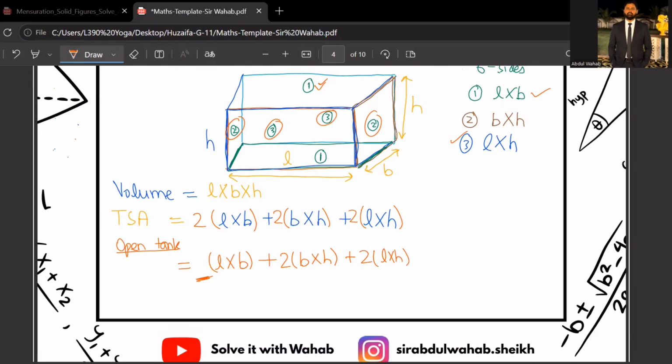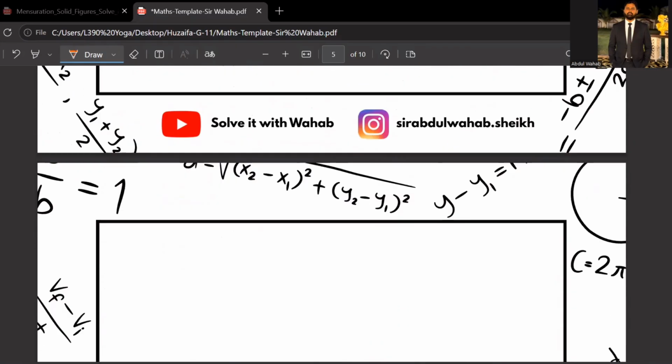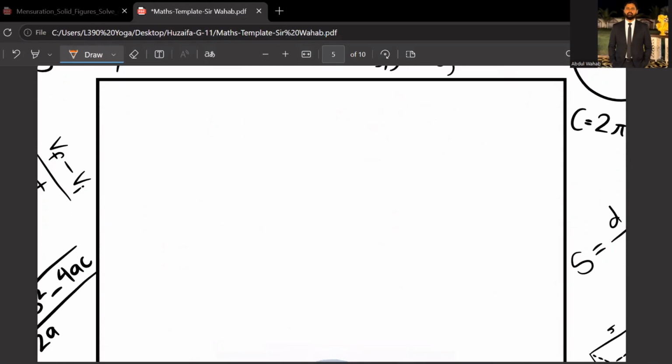Now, our focus in this lecture is on 3 figures. So the third solid figure we talk about is the sphere.